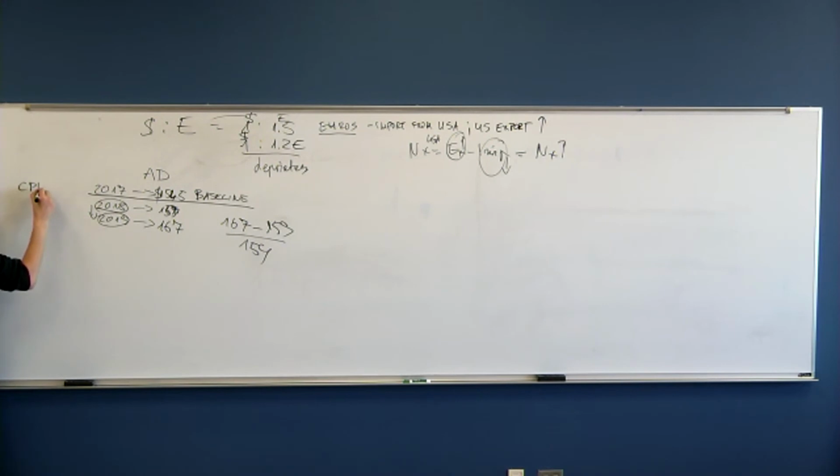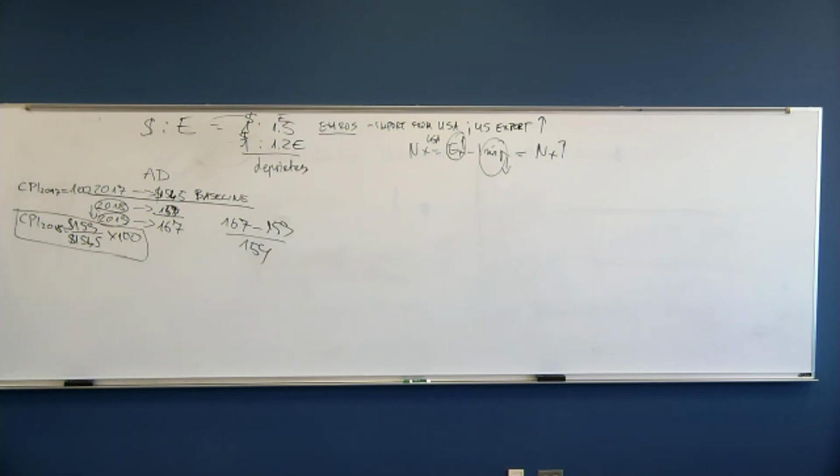CPI for 2017. What is the value of CPI for 2017? 100. What is the value of CPI for 2018? It's 159. For 2018 it is the total spending for the year 2018 over 154.5, or whatever the number was, times 100.